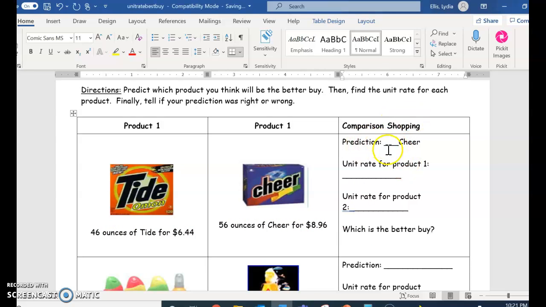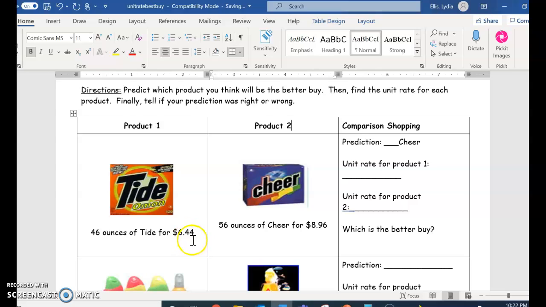So you have to make a prediction for each item. If you choose the item on the left, you can say product 1. If you choose the item on the right, you can say product 2. But this had a name, so I said Cheer. Unit rate for product 1. We have to calculate the unit rate.